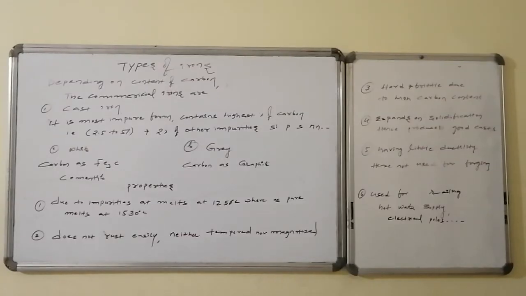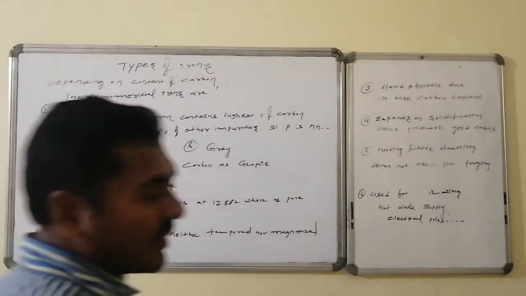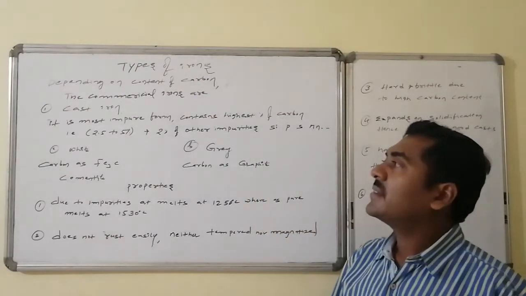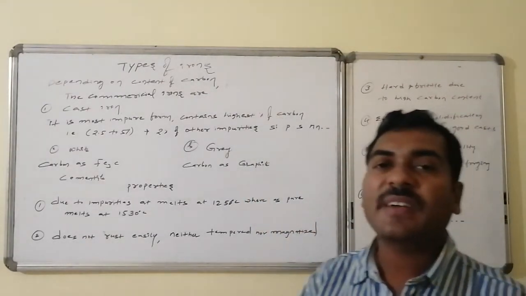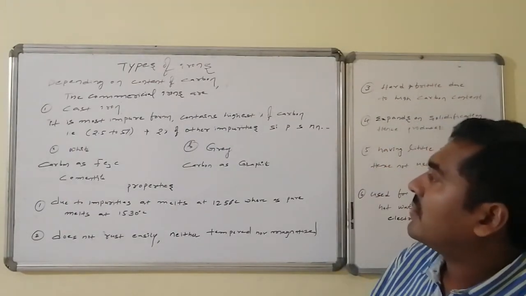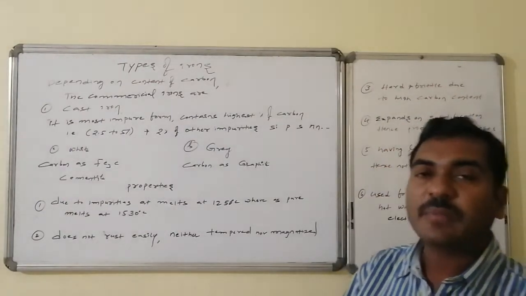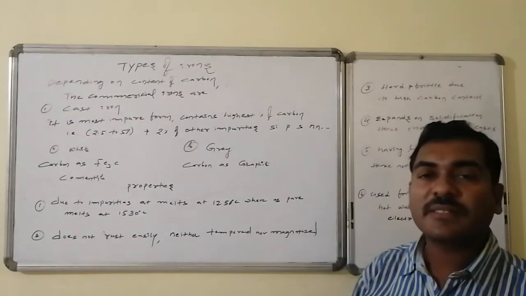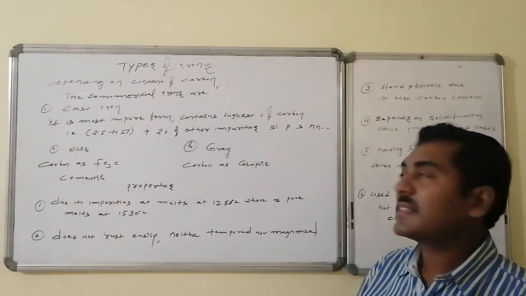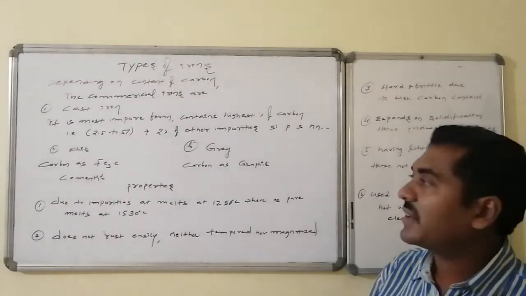Depending on the content of carbon, the commercial iron is of the following types. The first one is cast iron. Cast iron is the most impure form of iron because it consists of up to 5% carbon, that is 2.5 to 5% of carbon. The highest percentage of carbon content is there, followed by some other impurities up to 2%. Those are silicon, phosphorus, sulfur and manganese.